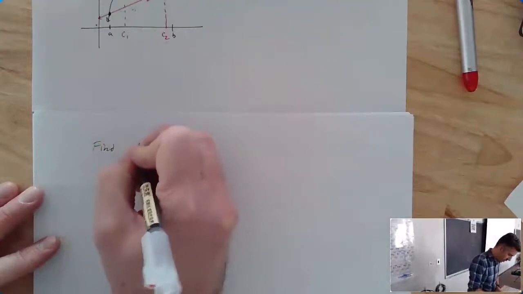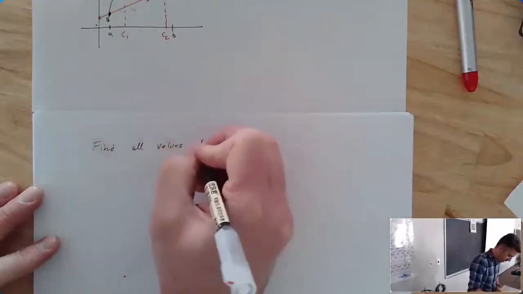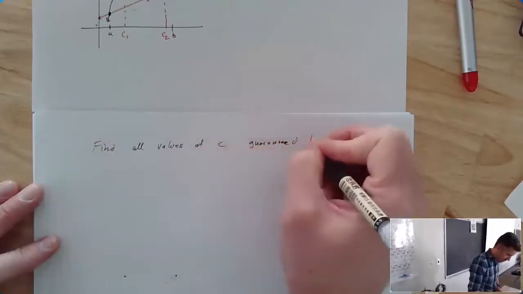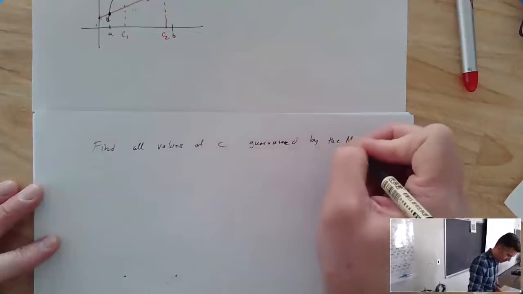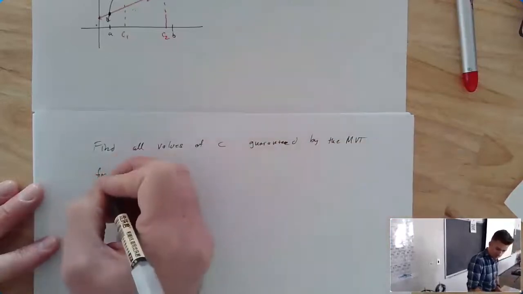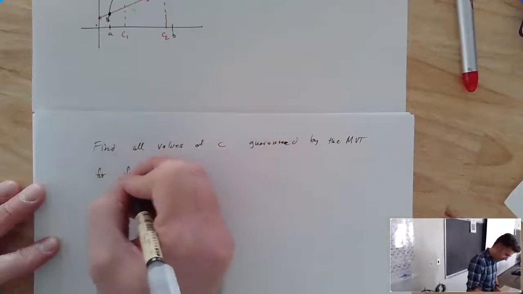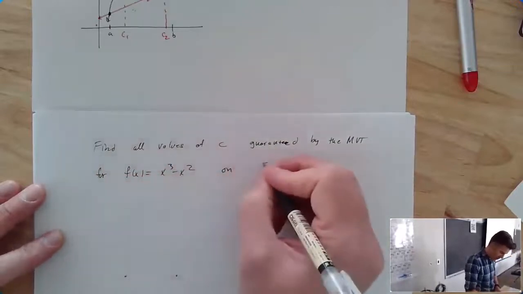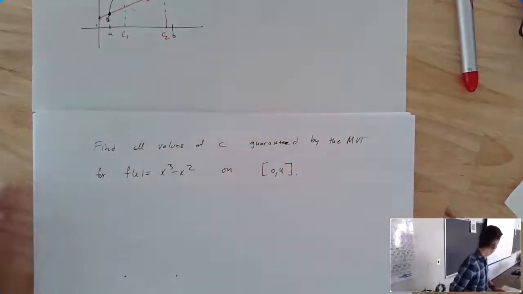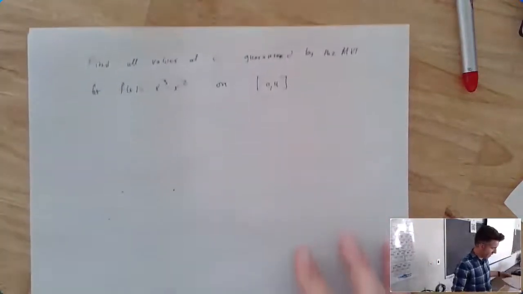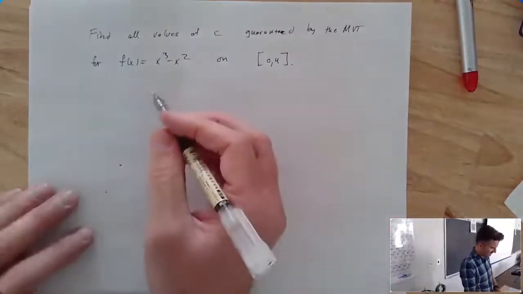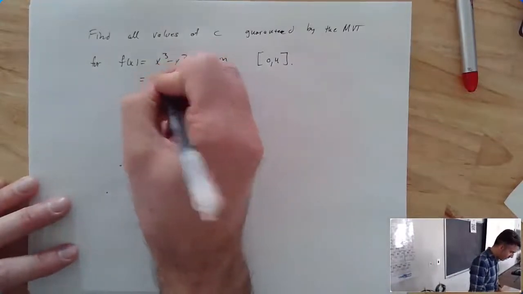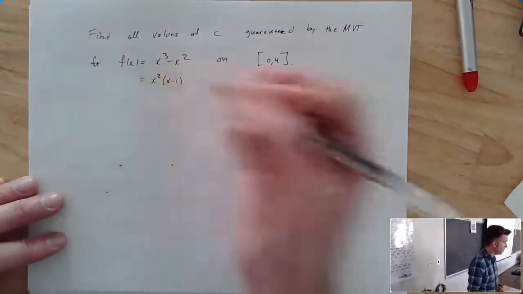Find all values of C guaranteed by the mean value theorem for the function f of x equal to x cubed minus x squared on the interval from 0 to 4. So let me show you what we mean graphically again. X cubed minus x squared, let's see. So I could factor that. That's equal to, not that you need to graph it. I just want to graph it to show you.